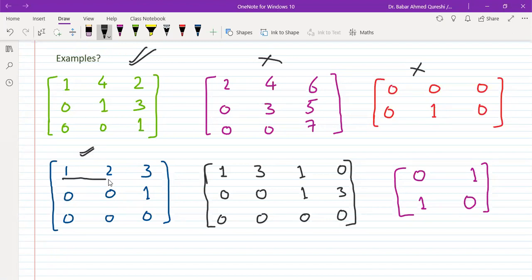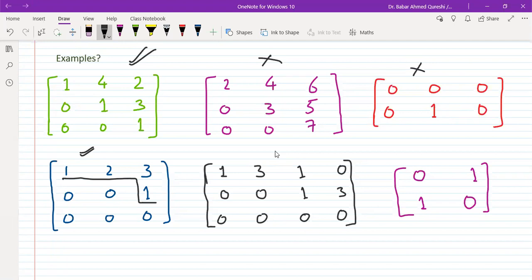I'm sorry, sir. Why is the second one not echelon? Because of the overkill I mentioned. It's otherwise fine, but the leading numbers, the numbers after the leading zeros, they are not 1. Oh, okay, got it.